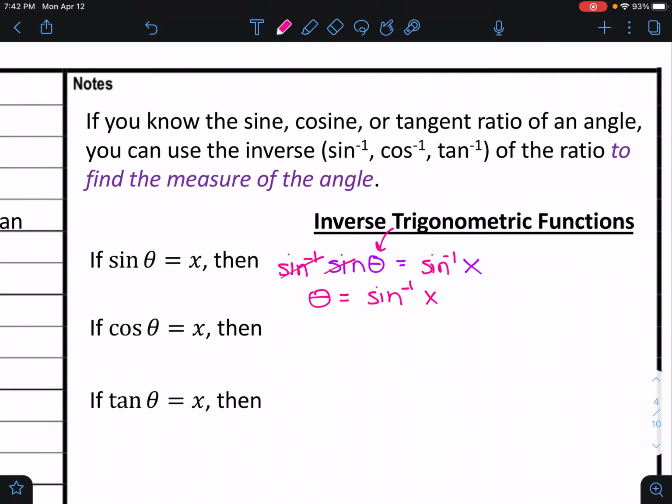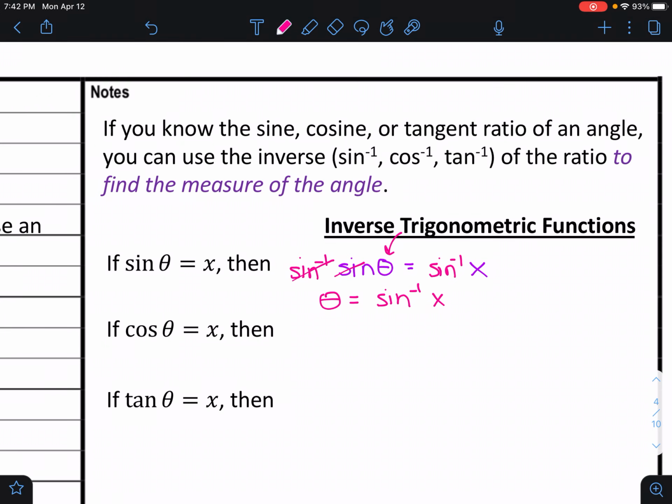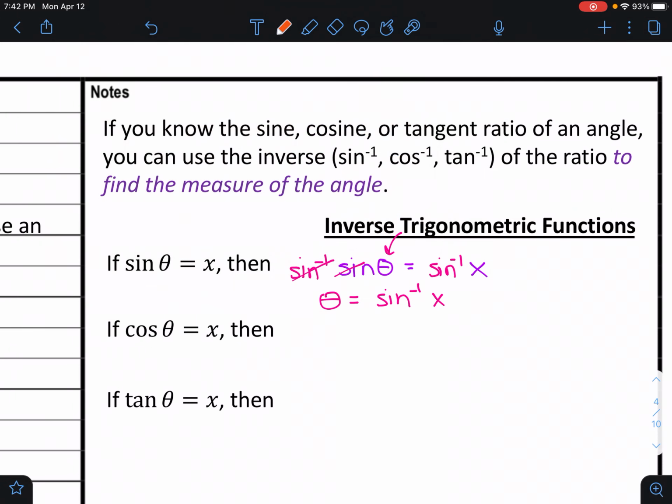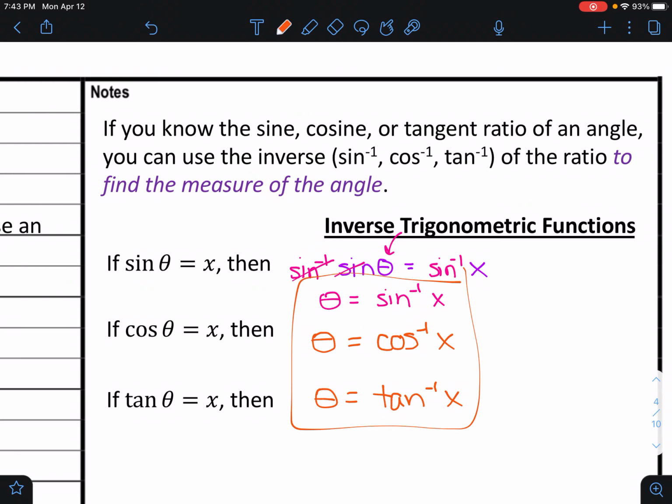So if I want to find an angle measure, then I can use this inverse stuff. So if I'm given cosine and I want to know what theta is, then I'm going to use inverse cosine of x of the side ratios. And if I know tangent theta equals x, then theta is equal to inverse tangent of x. So these three things are really what I want to focus on. I'm using inverse trig functions.